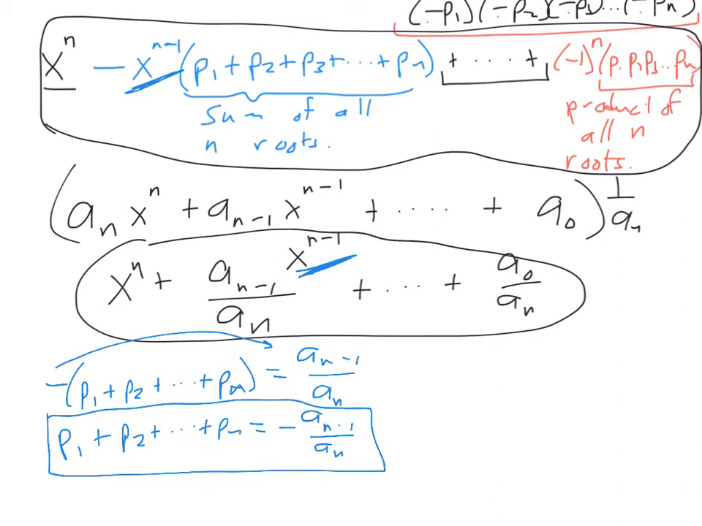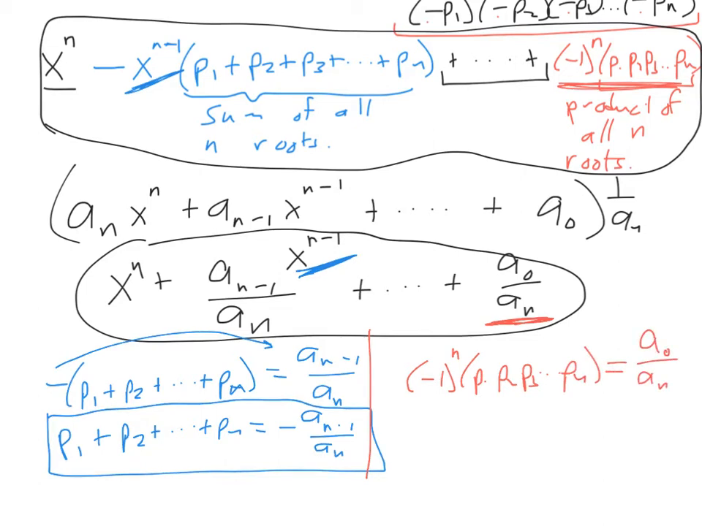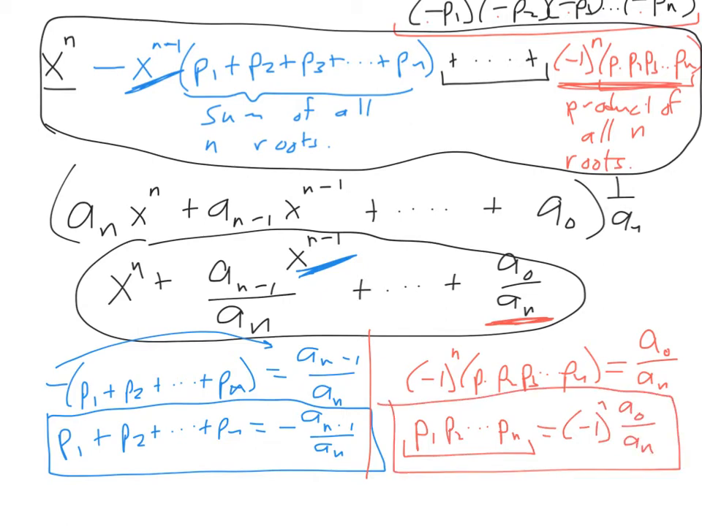Now let's look at the constant term, all of this red over here. This constant term is supposed to match with this constant term, which means that negative 1 to the n times p1, p2, p3, all the way up to pn has to match a_0 over a_n. Now I just need to move this over, and dividing and multiplying by negative 1 is the same thing. So the product of all of these roots, p1, p2, up to pn, has to equal negative 1 to the n times a_0 over a_n, which again is what we said it was going to be in our previous key point. I know this was a really long derivation with a lot of letters in it.